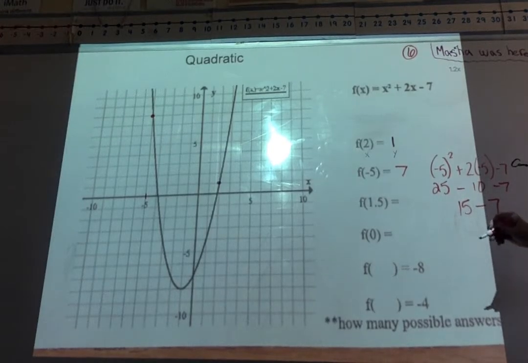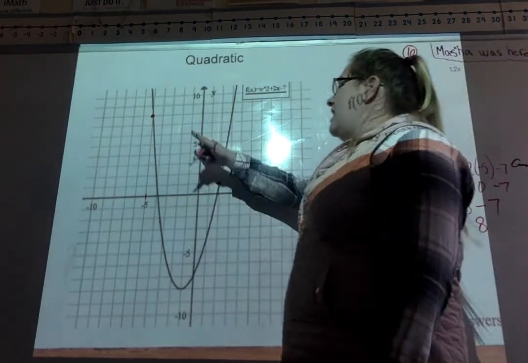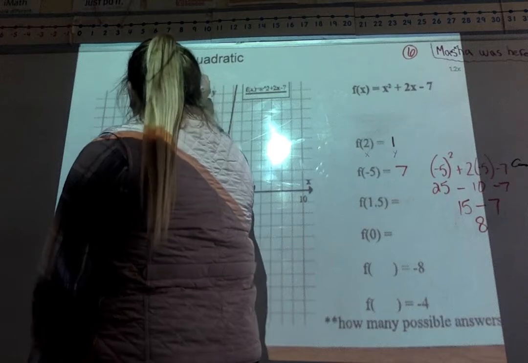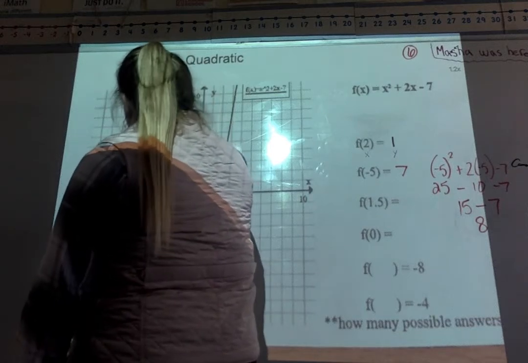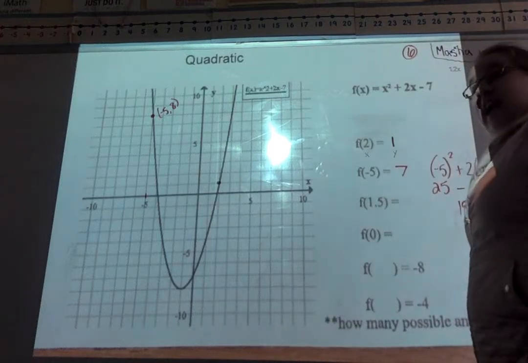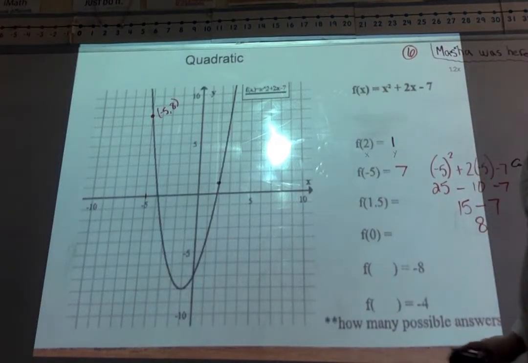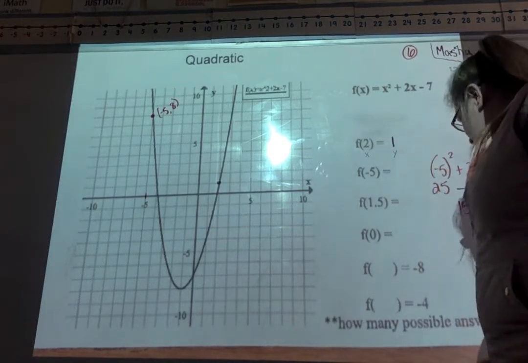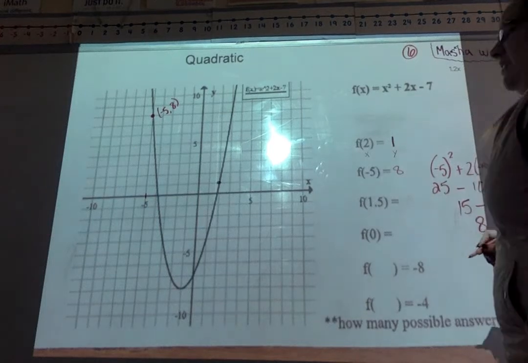8. Is it really? Yes, it is. This is 8. I was reading 7. So this point is -5, 8. And so that's a good system. So now you can double check your work if need be.